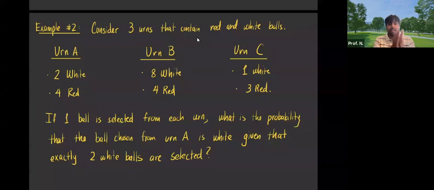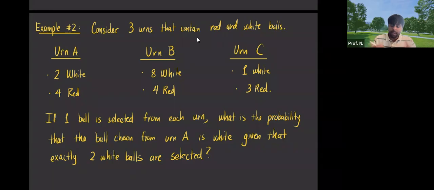Okay, we have 3 urns, A, B, and C. A has 2 white, 4 red. B has 8 white, 4 red, and urn C has 1 white, 3 red. So that's the breakdown of the colored balls that we have in each urn.